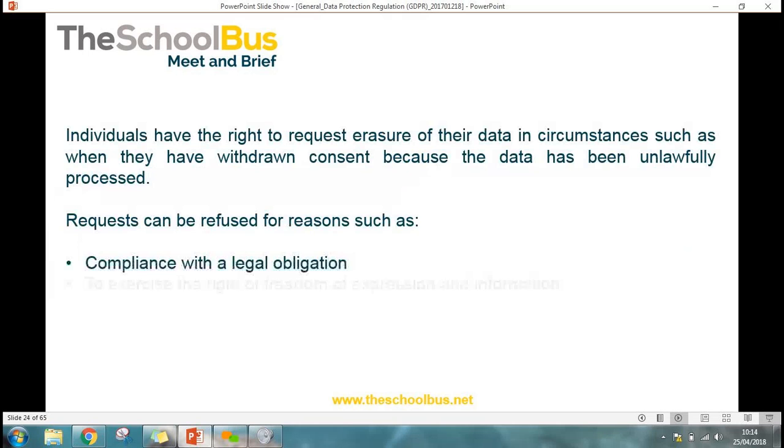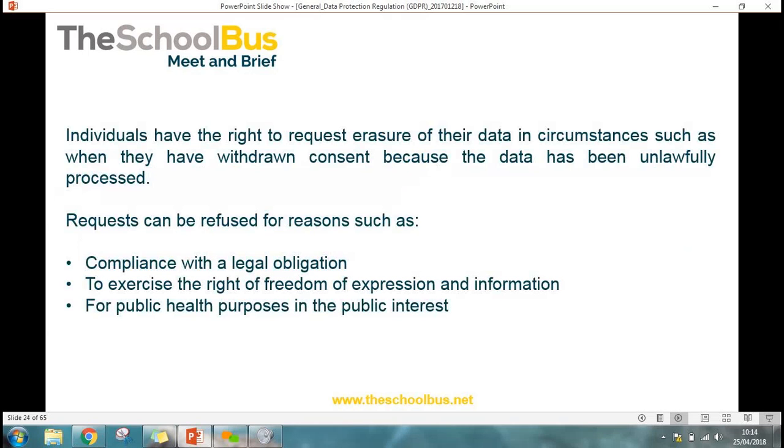So we can actually refuse a request for data if we've got a legal obligation to hold it, and certainly within schools we do have a number of legal obligations to hold student data for a period of time. Freedom of expression and information is largely going to be used by media organisations, and the public health interest and the public interest is not likely to affect schools.